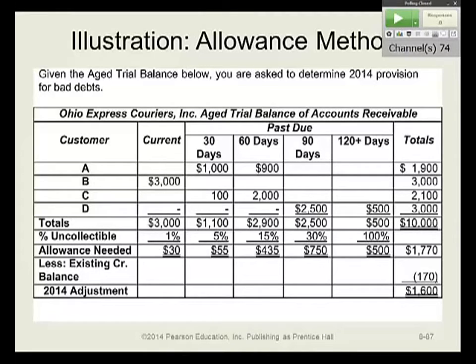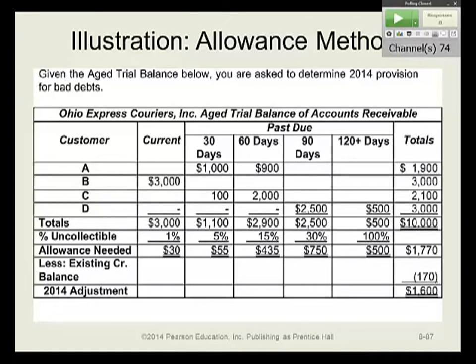So customer A owes $1,900. They have $1,000 that's current, $900 that's 60 days past due. Customer B has a $3,000 account in total, and that account is current. Customer C has an account that's current for $100, $2,000 that is 30 days past due, and customer D is, obviously you're not selling currently to this customer because they haven't paid $2,500 in 90 days and they owe you $500 for more than 120 days.